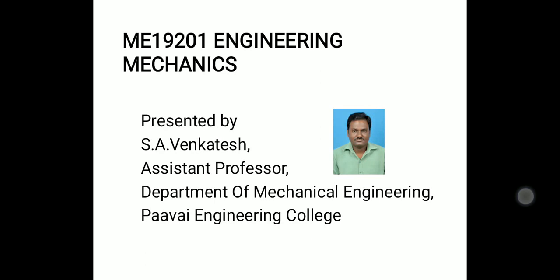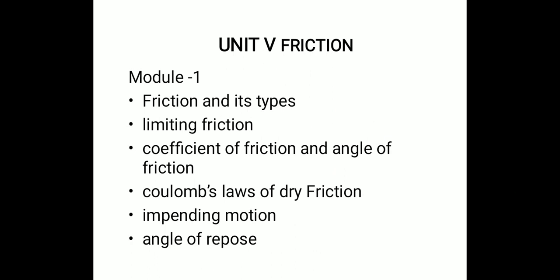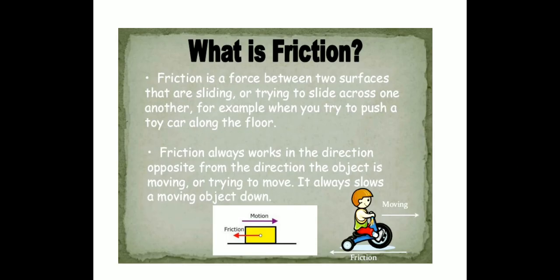MA 19201 Engineering Mechanics. Welcome you all to the online class. Unit 5 Friction, Module 1: Friction and its types, limiting friction, coefficient of friction and angle of friction, Coulomb's law of dry friction, impending motion, angle of repose.